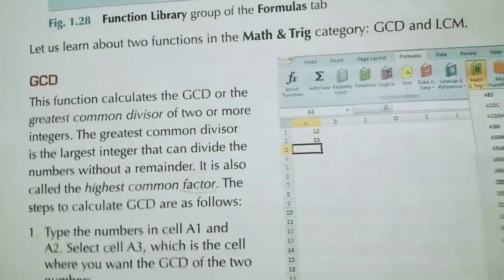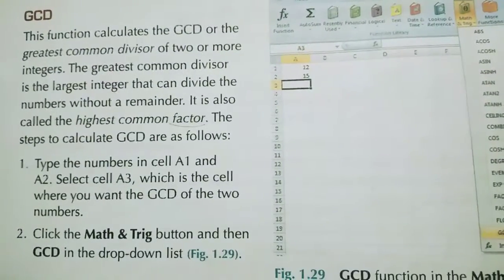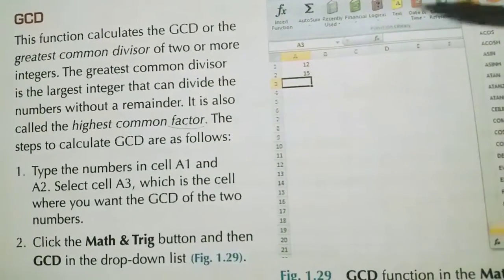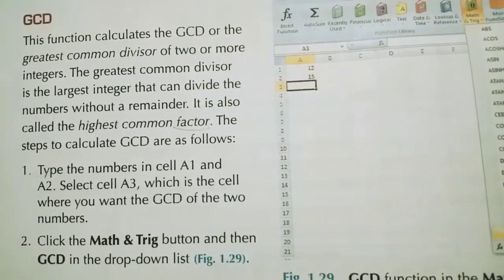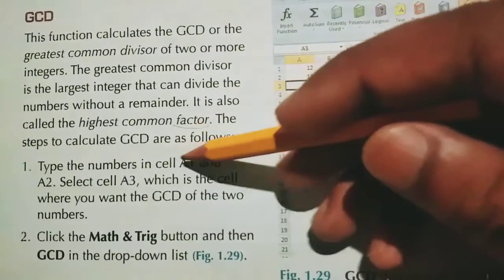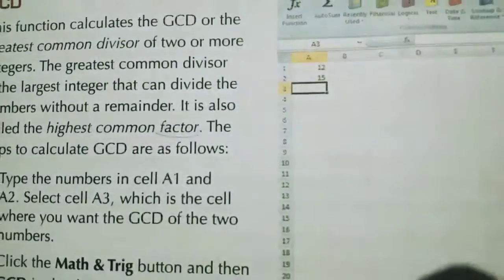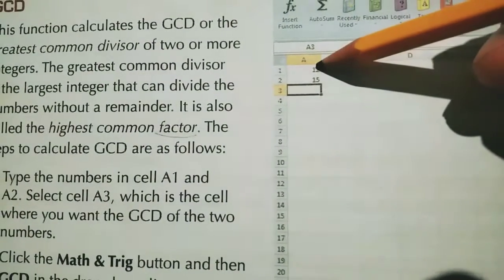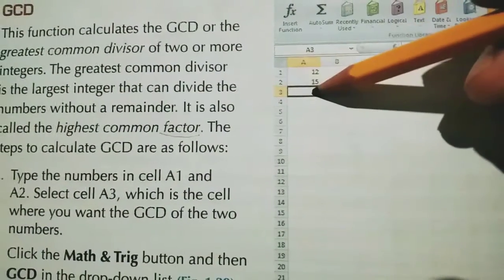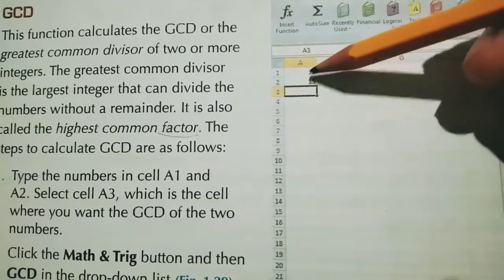The steps to calculate GCD are as follows. See here, type two numbers. A minimum of two numbers are required to calculate GCD or HCF, right? So type the numbers in cells A1 and A2. Here this is cell A1 and cell A2. You have typed two numbers, 12 and 15. So what will be the HCF of 12 and 15?